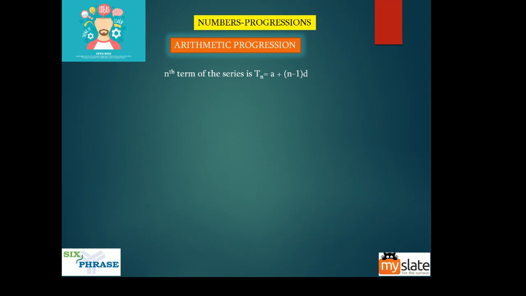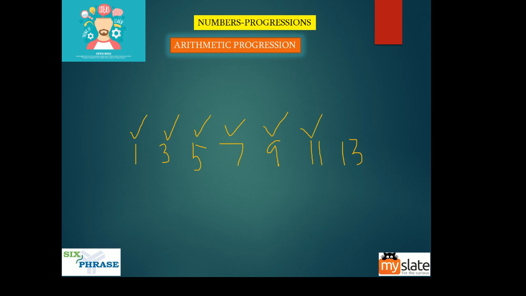In arithmetic progressions, you will have questions asking you to find the nth term of the series. We have a series 1, 3, 5, 7. This is actually a series of odd numbers, but we can take it as an example. This is the first term, second term, third term, fourth term, fifth term, sixth term, seventh term. If you know this, you can easily find the 78th term.